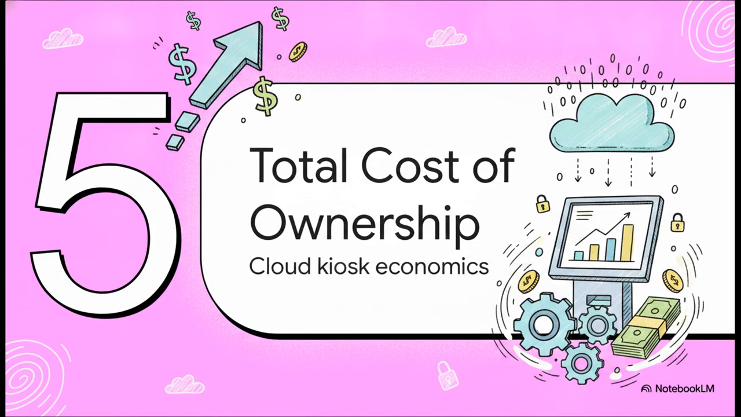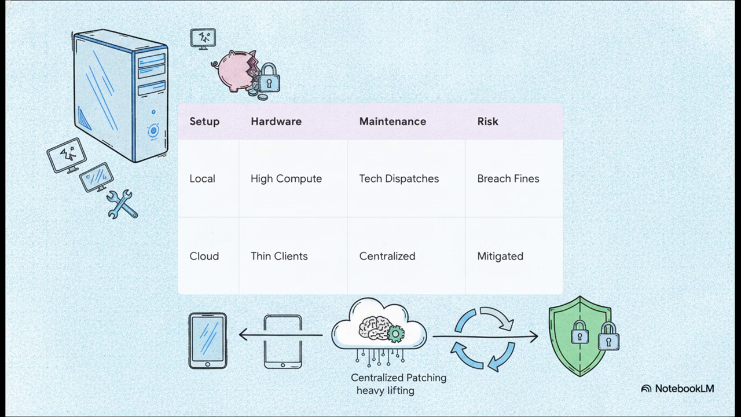Section 5, Total Cost of Ownership. Let's talk about the economics of cloud kiosks. When you systematically break down the costs, it is a completely different landscape. With a local setup, you are buying high compute hardware just to render modern web pages. You're constantly paying for physical tech dispatches to fix frozen machines, and you carry the immense financial risk of regulatory fines if there's a data breach.